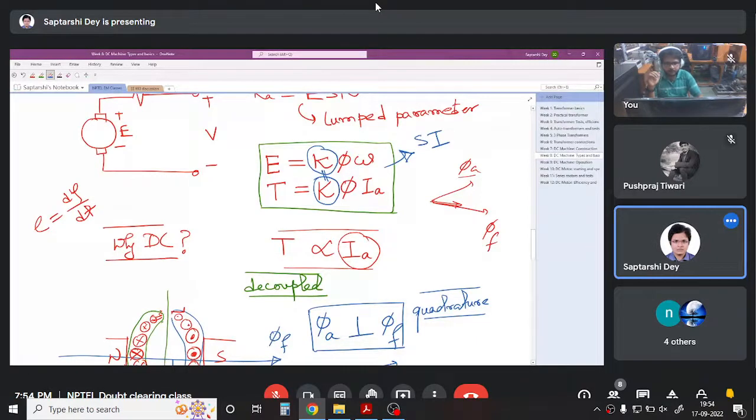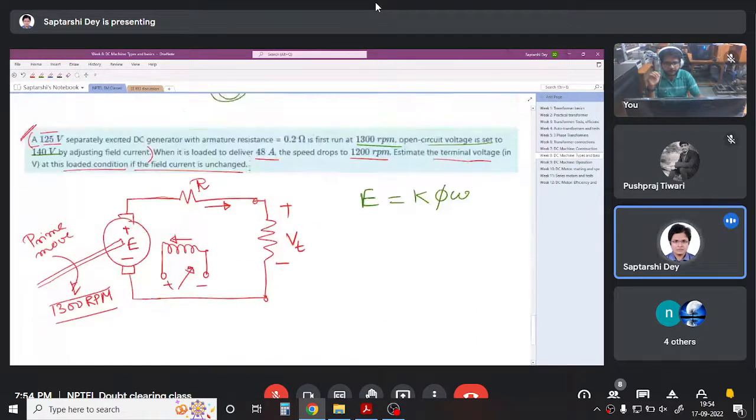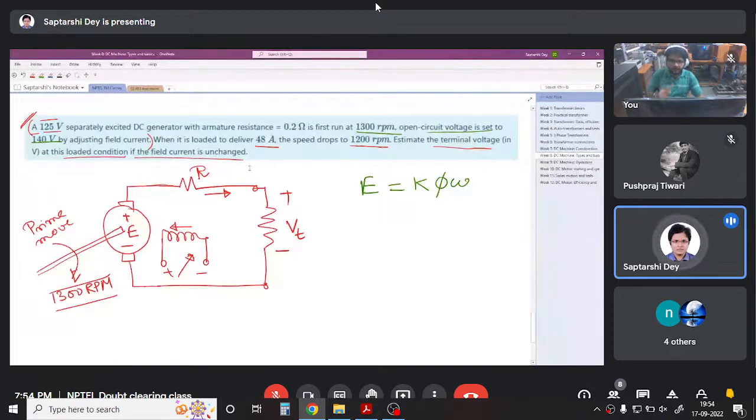Be careful about the unit, because sometimes we write speed as RPM. You have to convert it to radian per second. RPM is not the SI unit. Okay, we will quickly do it. So E is K phi omega. It is given that field current is unchanged, so E is proportional to omega. Now on loading, the omega changed, so the EMF has also changed.